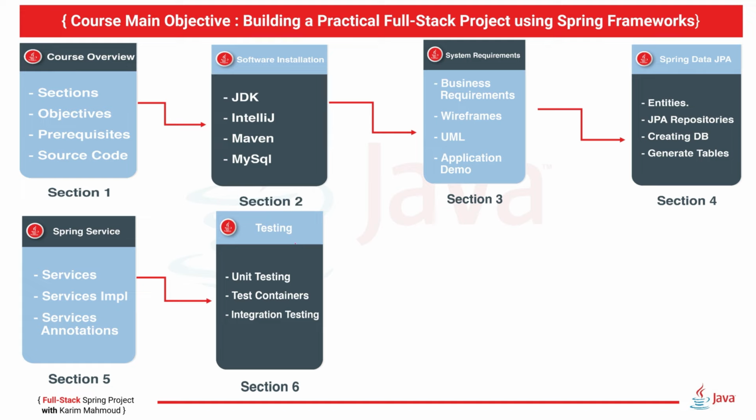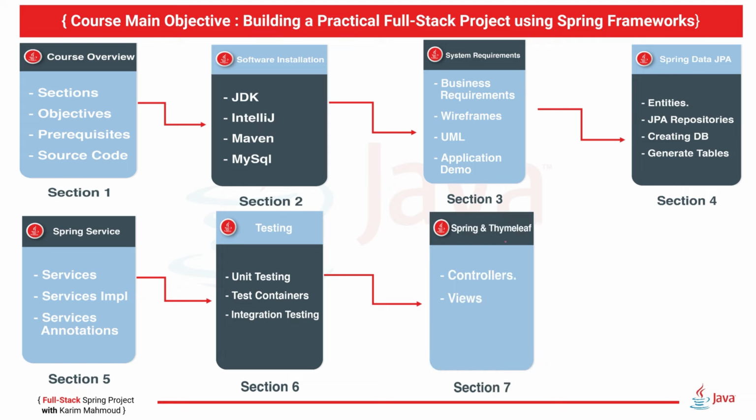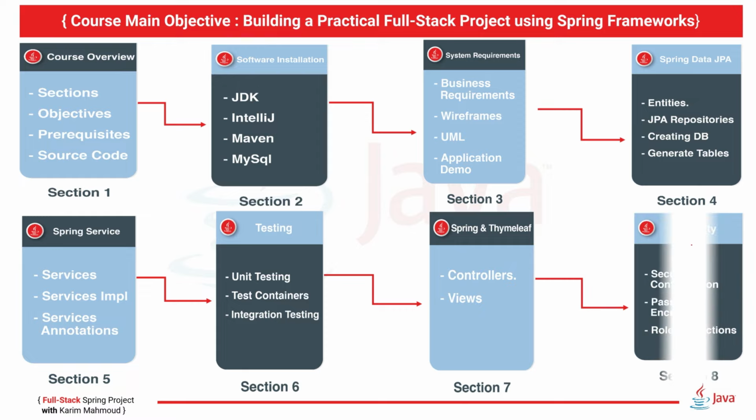Then we'll proceed to the testing, the unit and the integration testing using JUnit, Mockito, and Testcontainers. The seventh section includes the front-end layer using Thymeleaf, where we'll build the controllers and the views. And our final core section will be Spring Security, where we'll implement the application security to become a role-based application, where we'll encrypt the users' passwords.